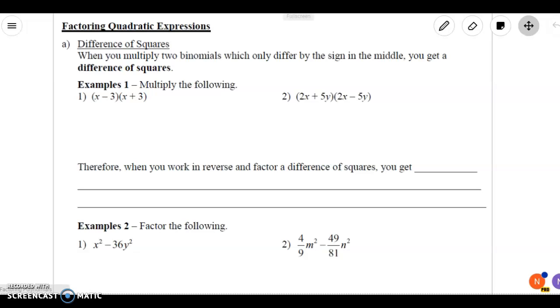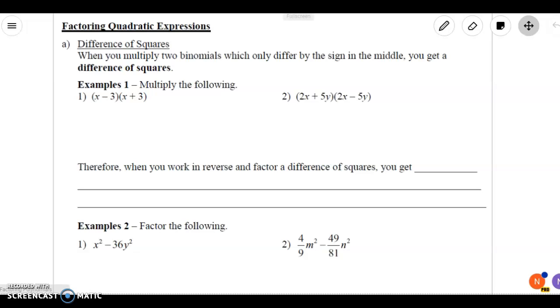A difference of squares is when you multiply two binomials which have the same variable or number, but they have a different sign in the middle. So something like x minus 3 times x plus 3 is considered a difference of squares. The examples we're looking at first are in factored form, and what we'll do is we'll multiply those out to see what they look like as a difference of squares.